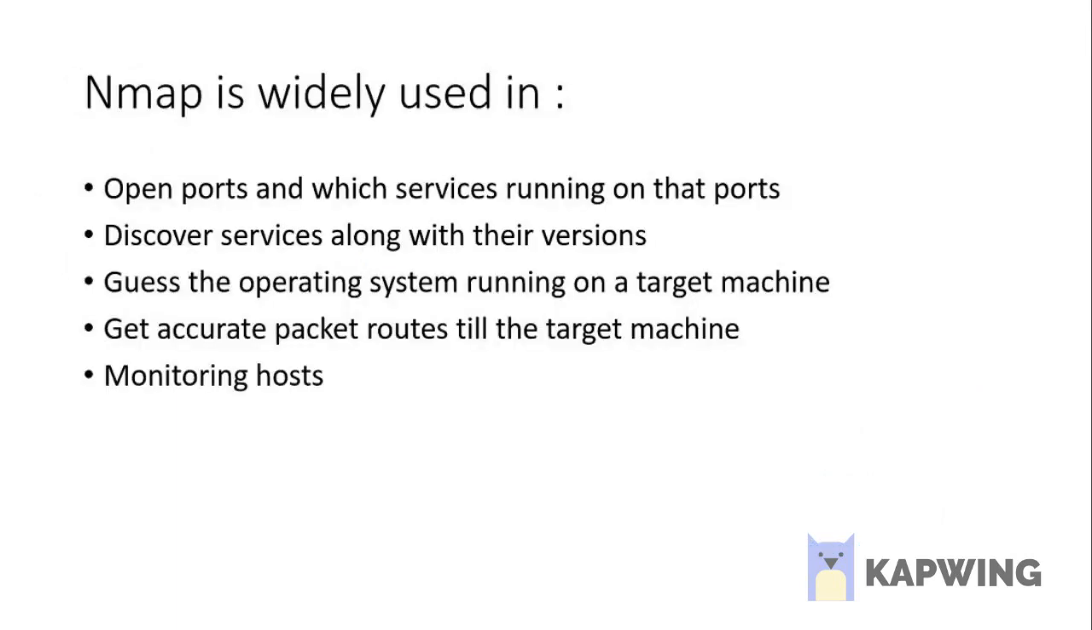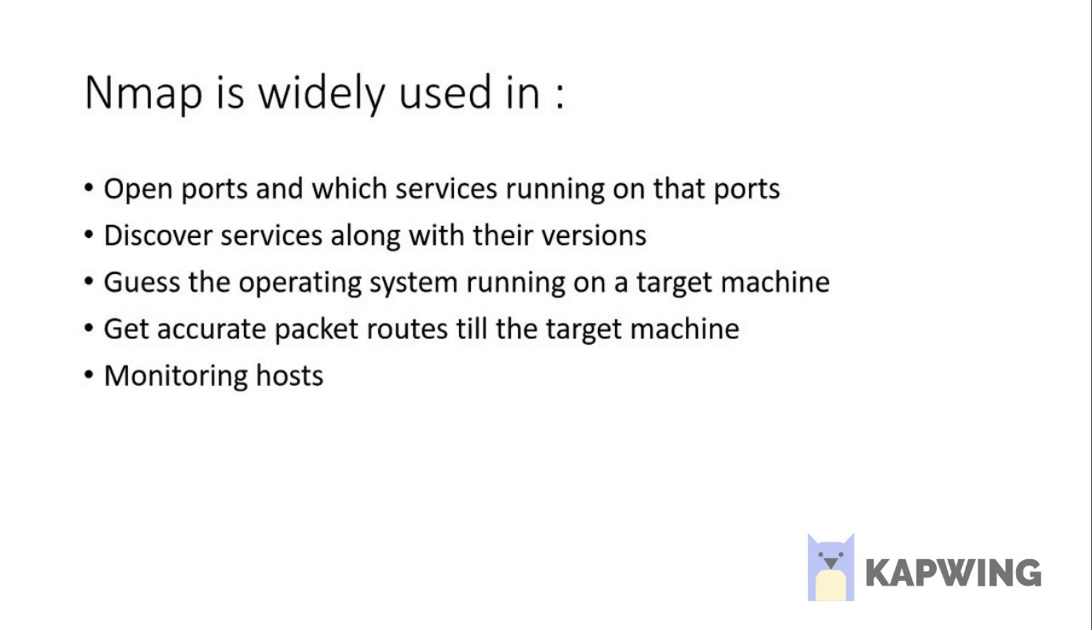What is Nmap widely used for? Nmap is widely used to find open ports and which services are running on those ports. We can discover the services running on those ports, and also the versions of the services. We can gauge the operating system running on the target machine. We can get the accurate packet routes to the target machine, and we can also monitor the hosts.